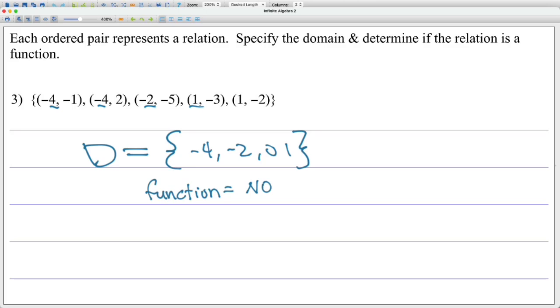What are these? And what's this D stand for again? Where did the 0 come from? I don't know.